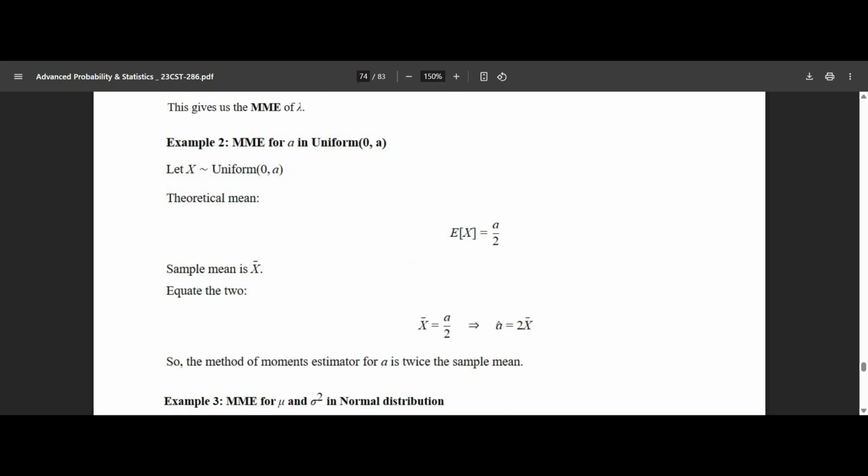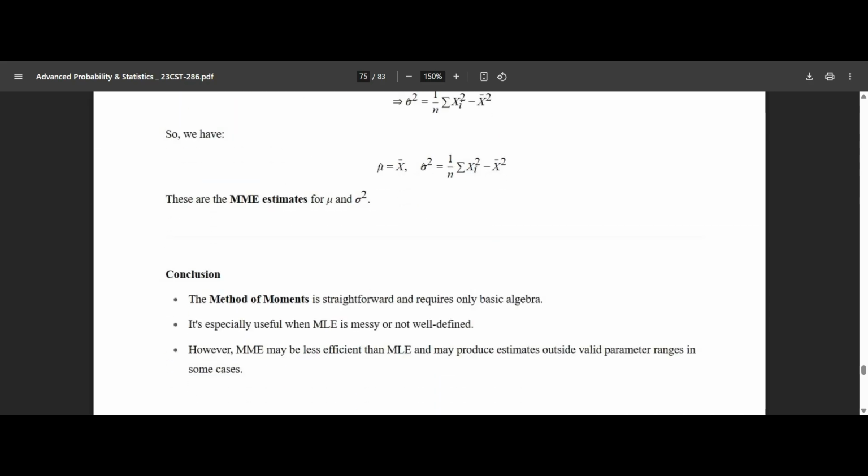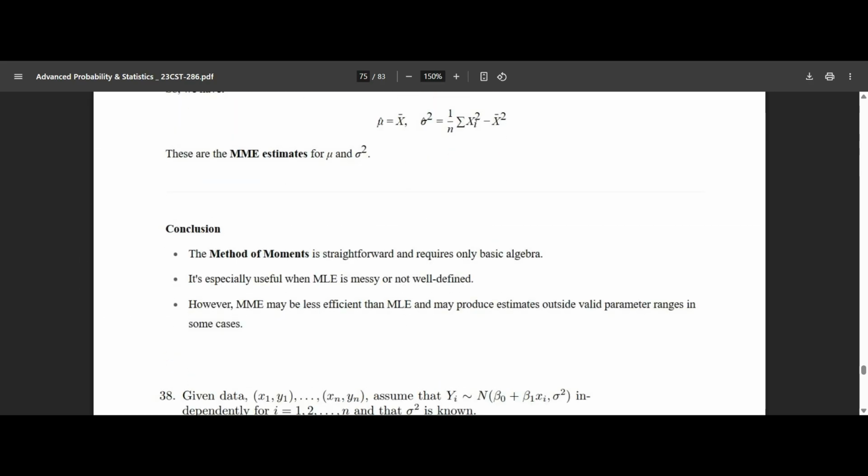Okay. MME for A in the uniform distribution from 0 to A. So the sample mean is x bar and the theoretical mean is A by 2. So we get A cap equals 2 x bar. So the method of moments estimator for A is twice the sample mean. So that way we can find the conclusion.